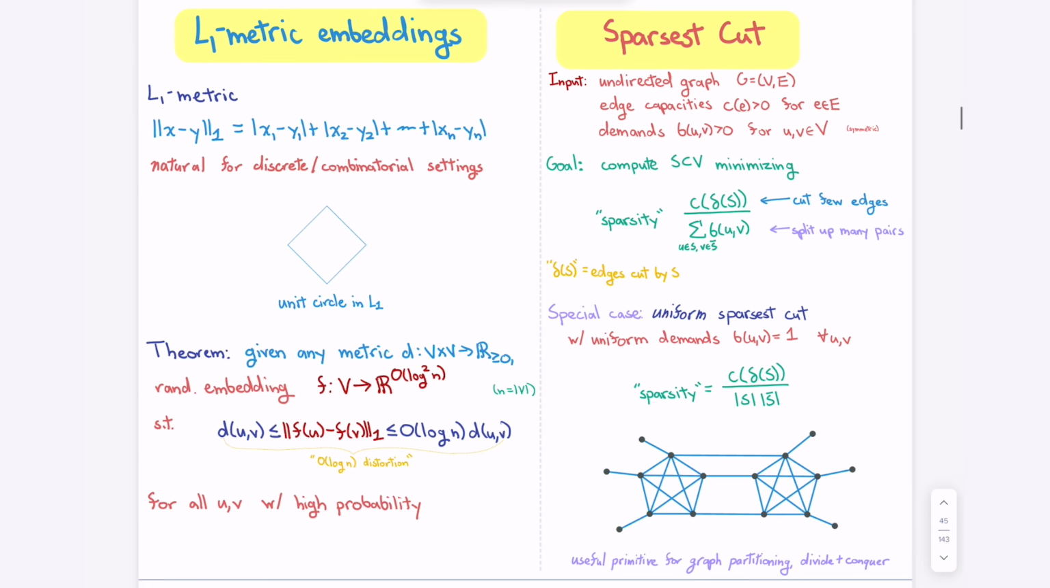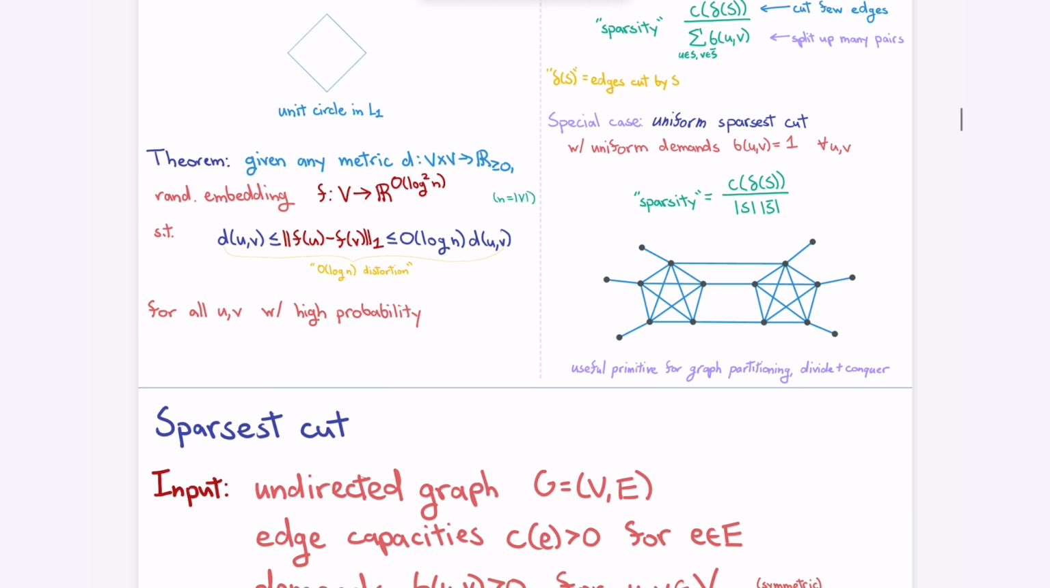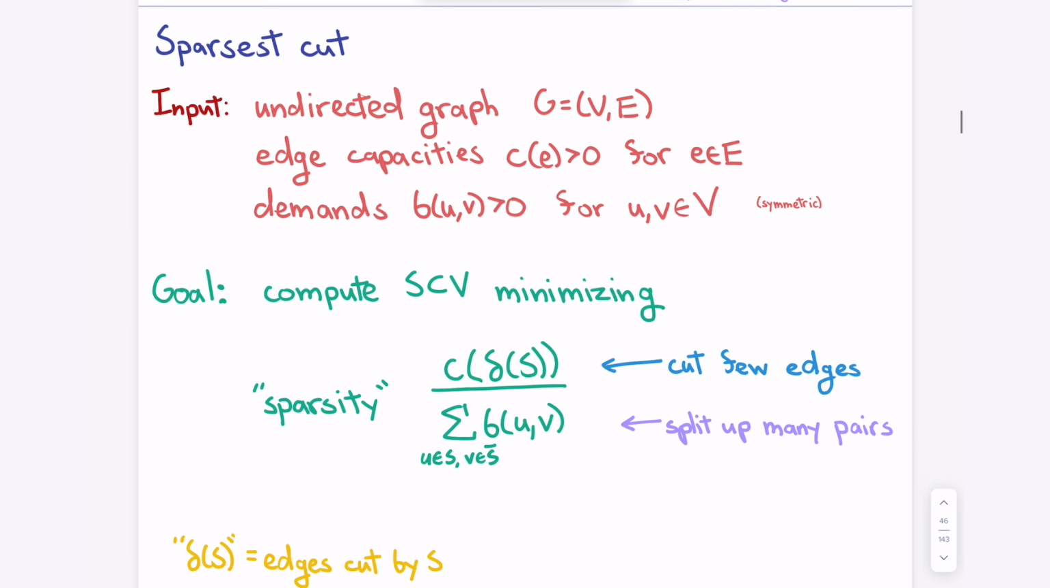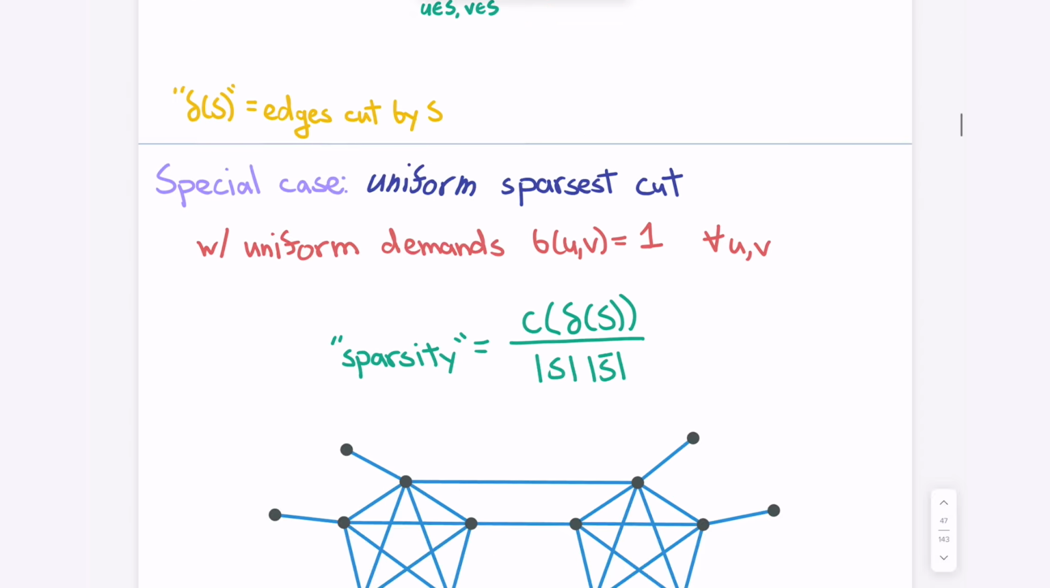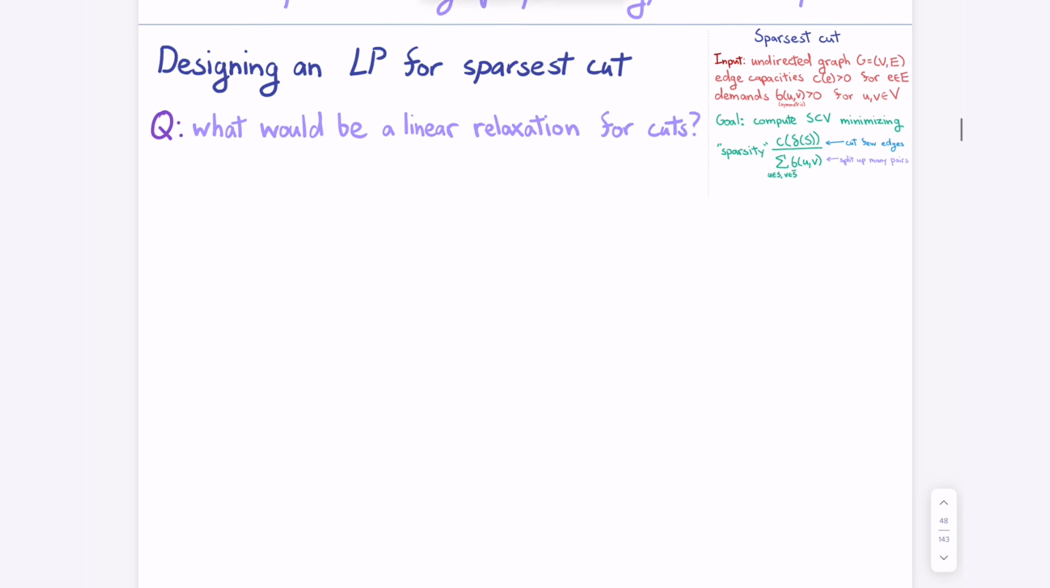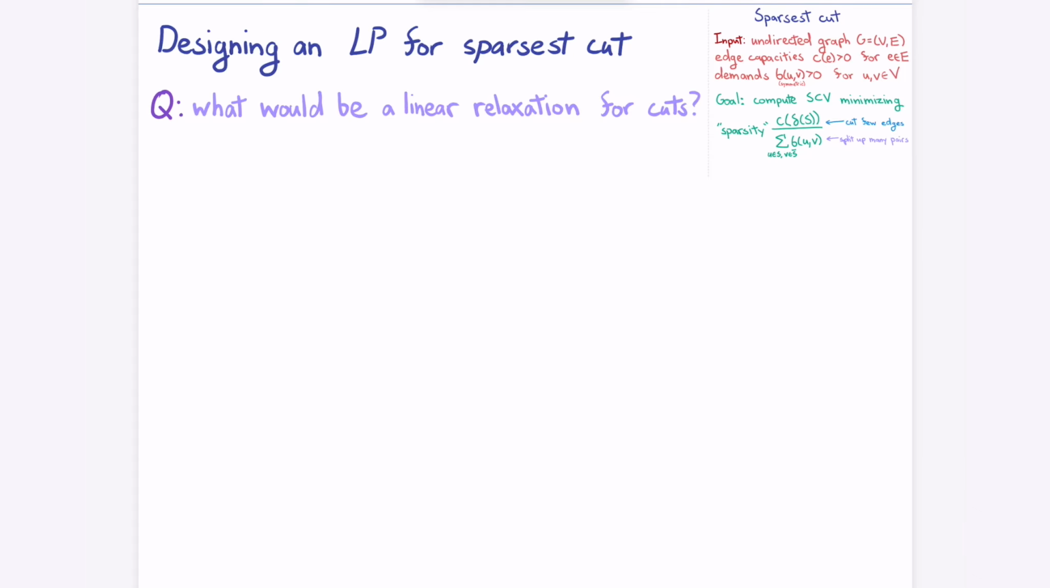All right, so now coming back to sparsest cut and L1 metric. So you'll see the connection in a moment. Okay, so sparsest cut again, you want to not cut too many edges, but roughly break the graph in half. Okay, so we're going to take an LP-based approach, maybe inspired a little bit by this max flow stuff. So the first thing we've got to do is figure out how to write an LP for sparsest cut.